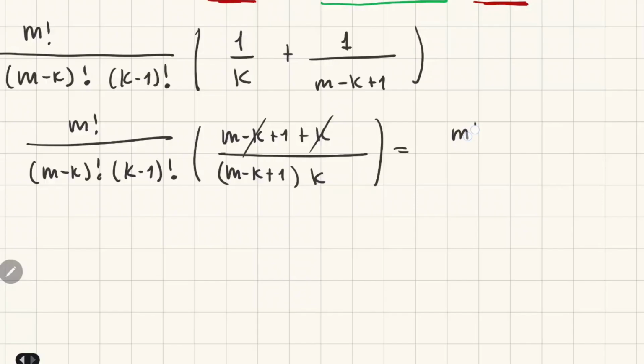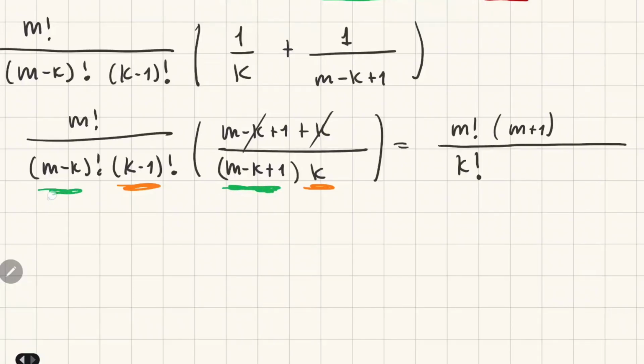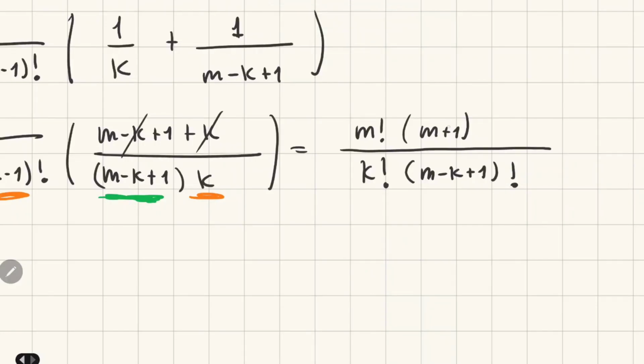Then we have m factorial times m plus 1 divided by, well, recall that this k with this k minus 1 factorial is equal to k factorial, right? So we have k factorial over here, and this m minus k plus 1 times m minus k factorial is m minus k plus 1 factorial. So we have m minus k plus 1 factorial. Okay, and actually, well, this thing that we have here on the numerator, it's equal to m plus 1 factorial.